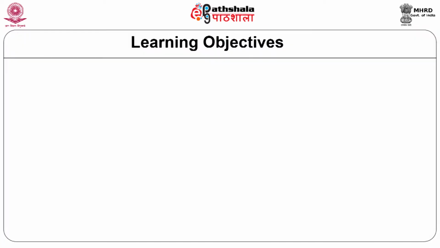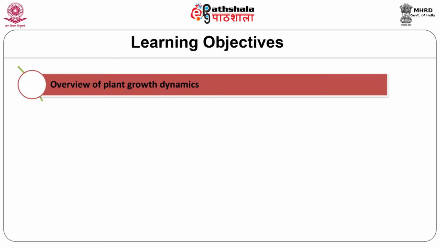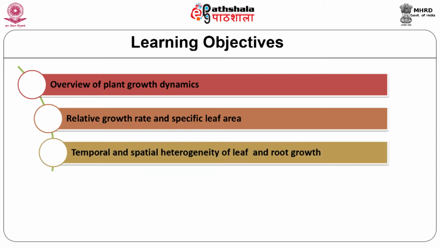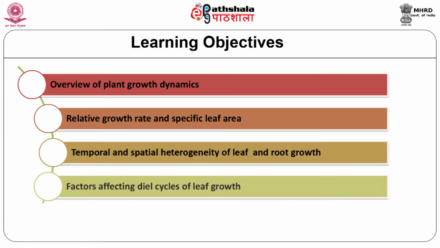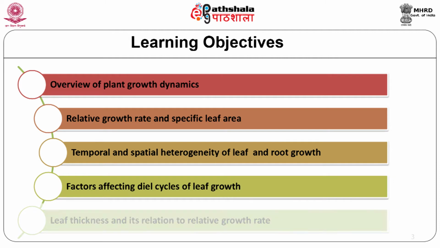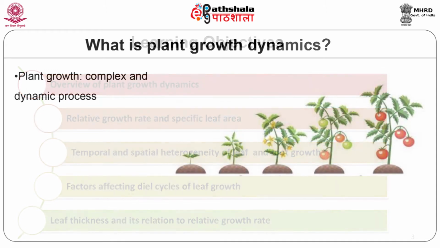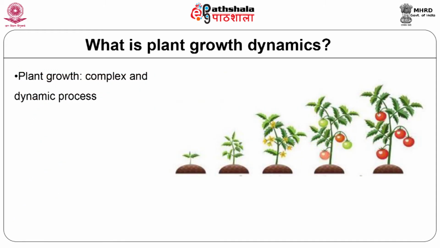The learning objectives of this module are overview of plant growth dynamics, relative growth rate and specific leaf area, spatial and temporal variation of leaf and root growth, factors affecting relative growth rate, leaf thickness and its relation to relative growth rate.